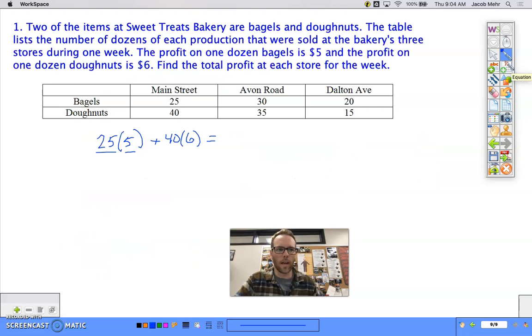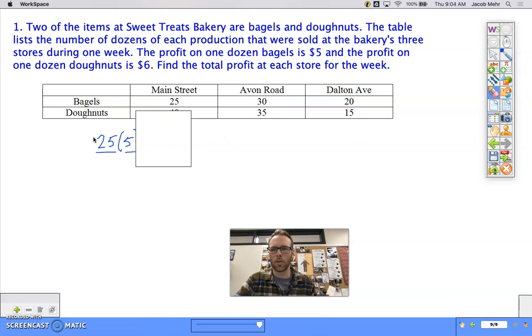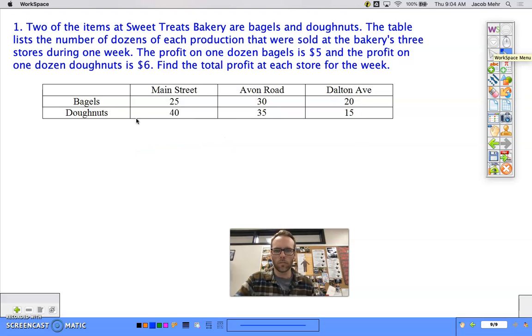So what we can do in this case, okay, is we can set up 2 matrices. Okay. Now, let's see here. How are we going to set this up? Well, our first matrix is simply going to be our profit matrix, which is $5 for the bagels and $6 for the donuts. Now, why did I do a 2 by 1? Well, remember, when we multiply matrices, we take the row times the column, 25 times 5 plus 6 times 40. That's exactly what we want to do.